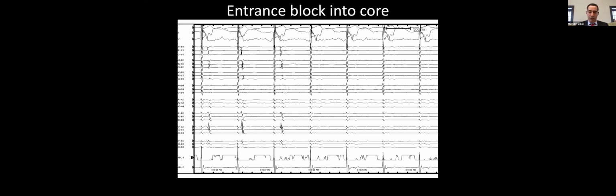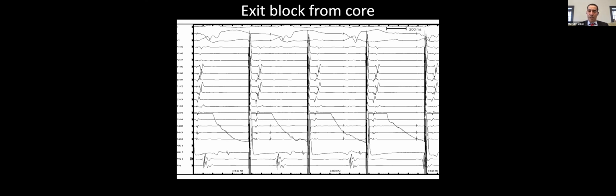So in this case, which is not what we always do, we had a multipolar catheter within the core while we were ablating with the ablation catheter. At the start of this lesion, you can see that each paced QRS complex, this is a patient with BIV pacing, is entering the core. And then once the lesion set is completed, you now have entrance block, and those paced QRS complexes can no longer enter the core.